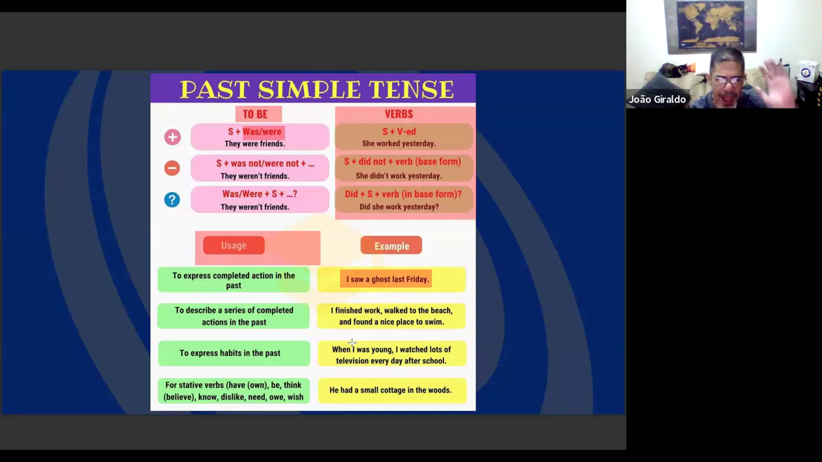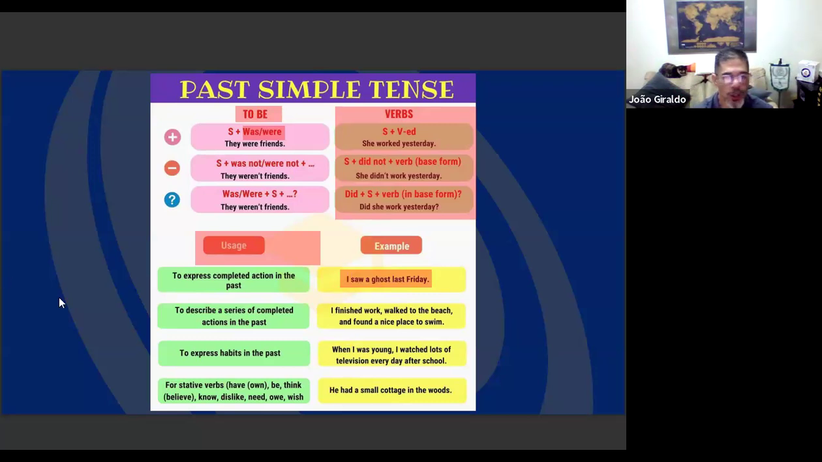And to express habits in the past, like the simple present. We talk about habits and routines in the present. The simple past is for routines, habits, or frequent actions in the past. The same situation, but now we are talking about the past.